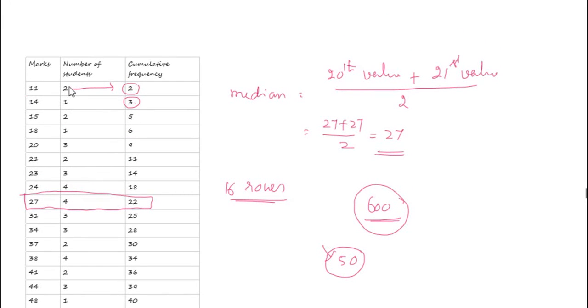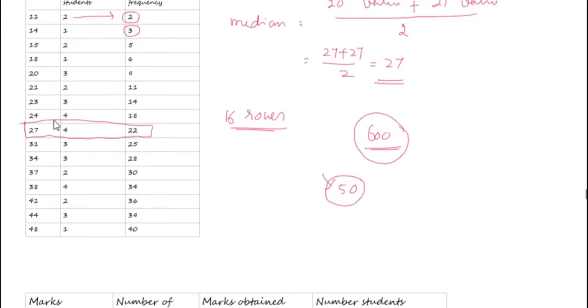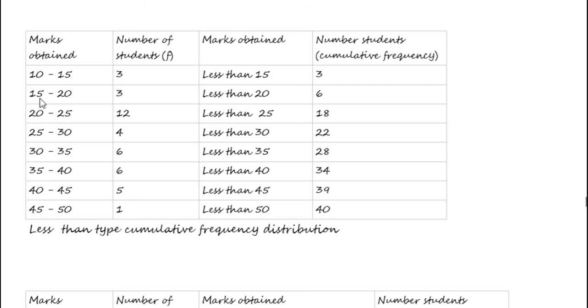So 2 students, and here 1 student. Totally 3 students got less than 15. The person who got 15 will appear in the next class, that is the 15 to 20 class. In the same way, I have populated the entire table with the number of students here. This is nothing but the frequency. Now let us calculate the cumulative frequency here.